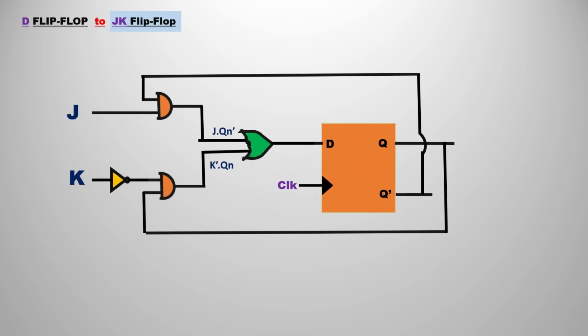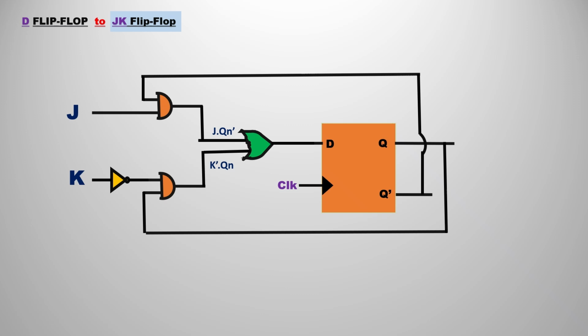This is the expanded circuit diagram that you can see over there. So the final output, that is J dot Qn bar, that is one product term, K bar dot Qn, that is one product term. As we have two product terms, we have two AND gates. So we have K bar, for that I took a NOT gate. We are also having Qn bar and Qn.